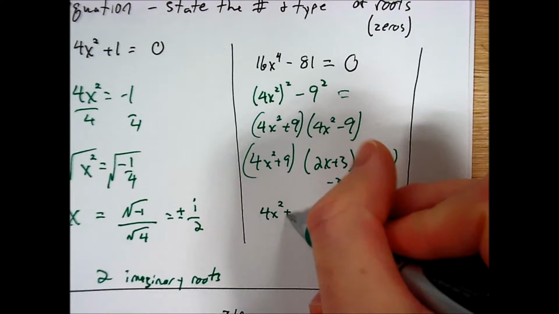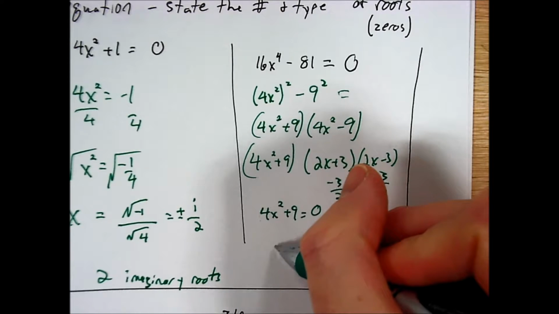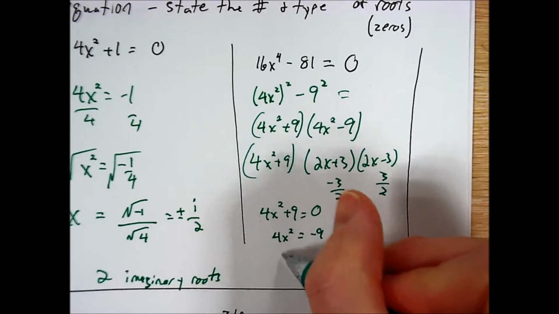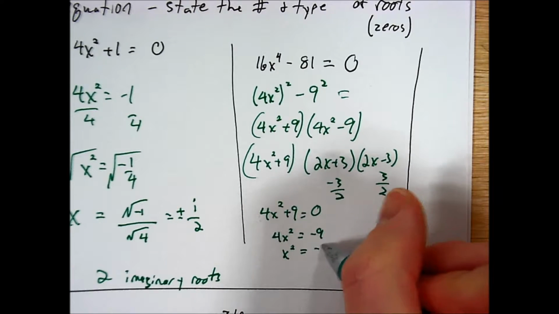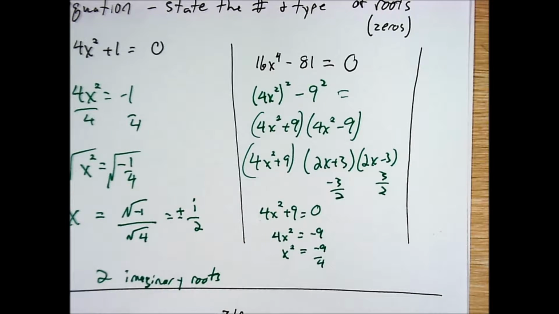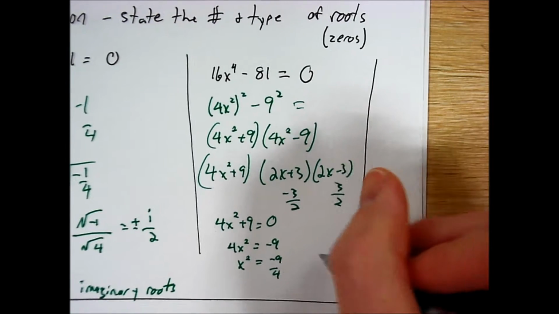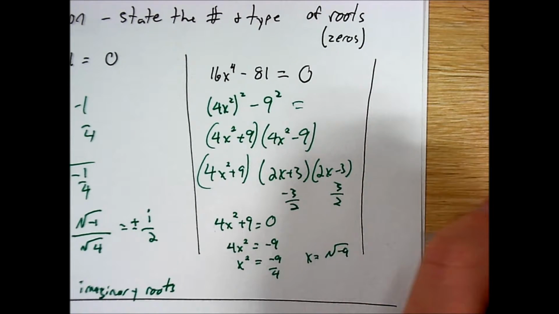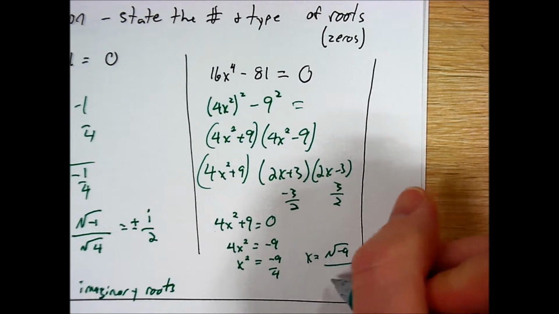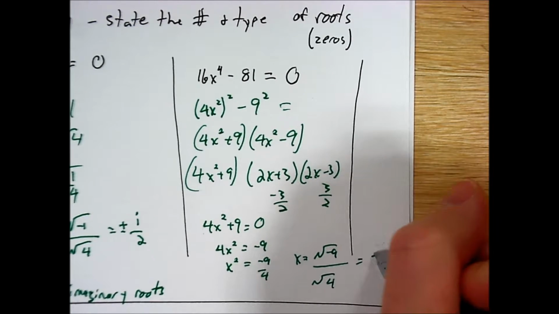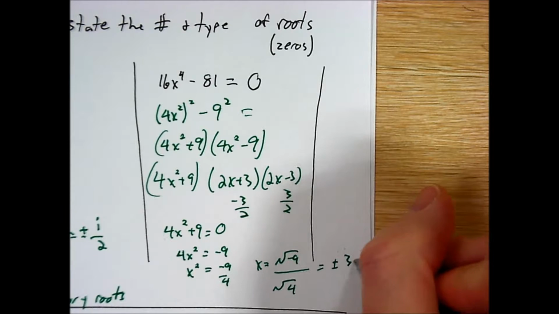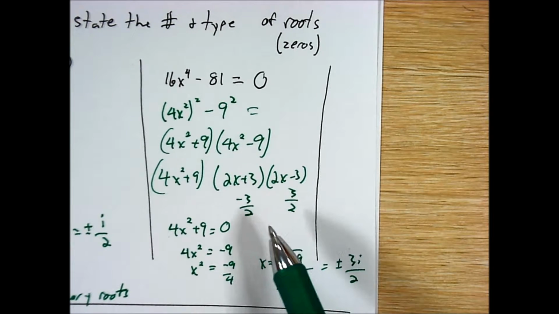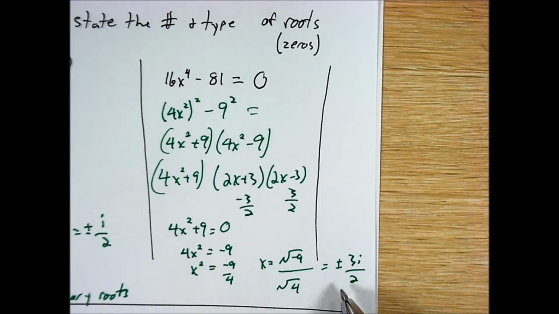4x squared plus 9 equals 0. 4x squared equals negative 9. x squared equals negative 9/4. And just like the last one, when I do the square root, it's going to be like one big square root, but we can break it apart into two square roots. Plus minus 3i over 2. So I'm going to have two reals and two imaginaries.